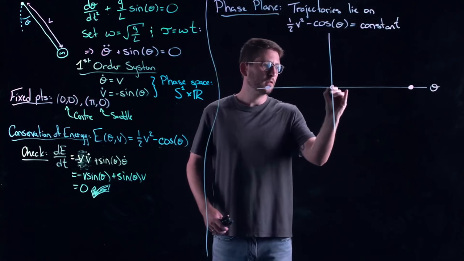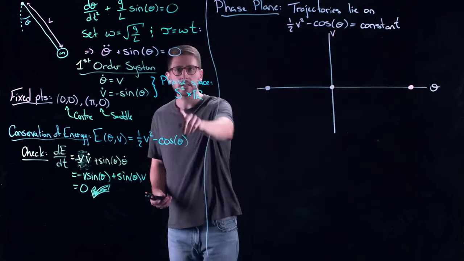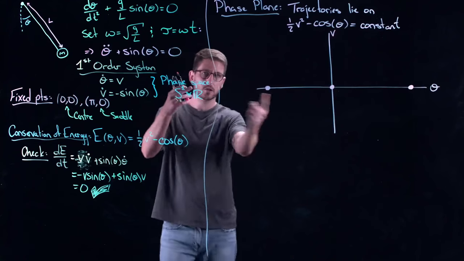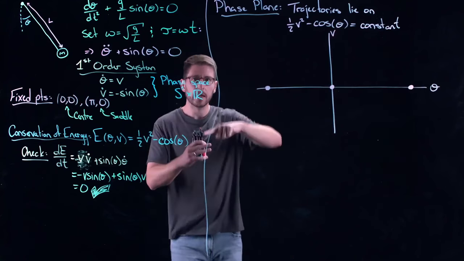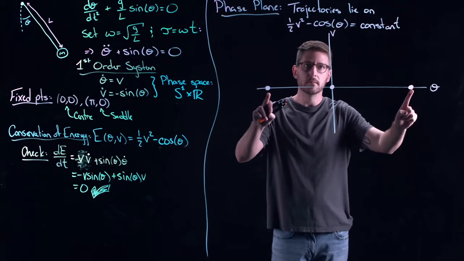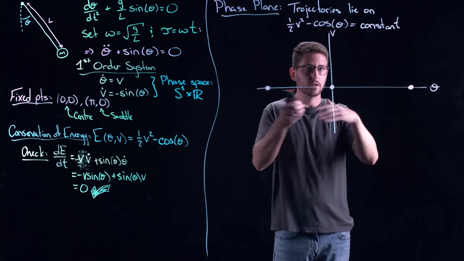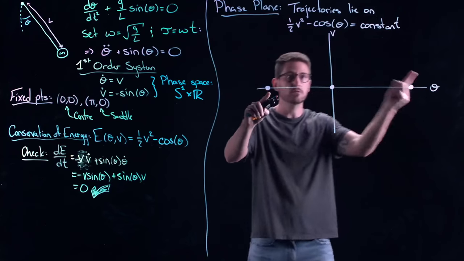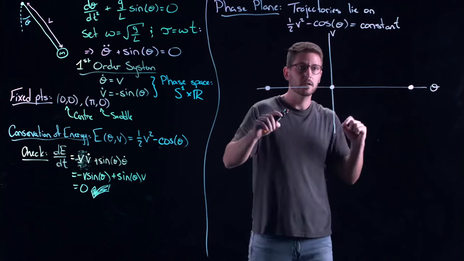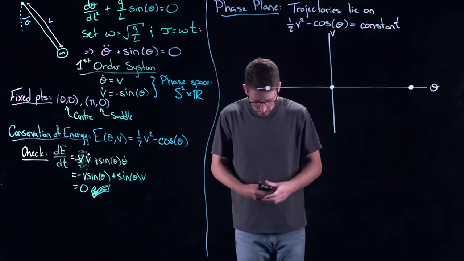Now, remember, the phase plane for this thing is technically a cylinder, right? It's a one-dimensional circle and then a one-dimensional line. So these points are actually the same. I can't draw a cylinder to draw this on, but these are the same. This wraps around, right? Velocity goes forever in every single direction.